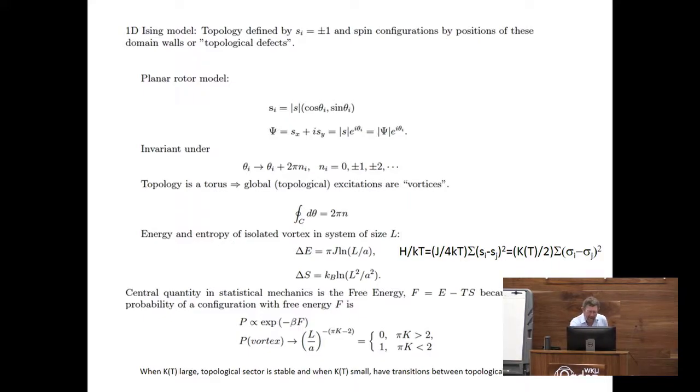Now, that should give you all the thermodynamics. So the problem is exactly analogous to the so-called planar rotor model, where you'd define the spin by its length times the x component, which is just cosine of an angle, and the other component is the length times sine theta. Now, if you combine these two and call this thing psi, Sx plus i Sy, this can be written as the magnitude of the order parameter times e to the i theta, theta at the lattice site i.